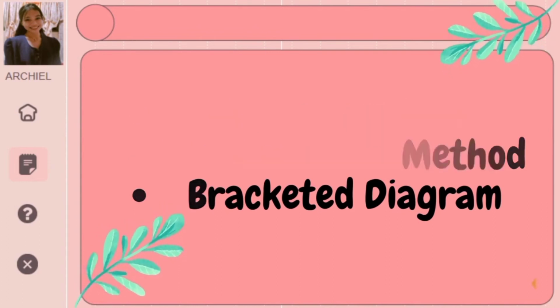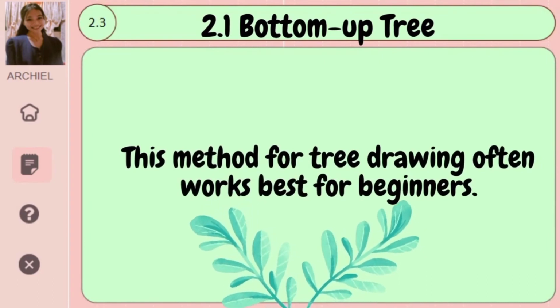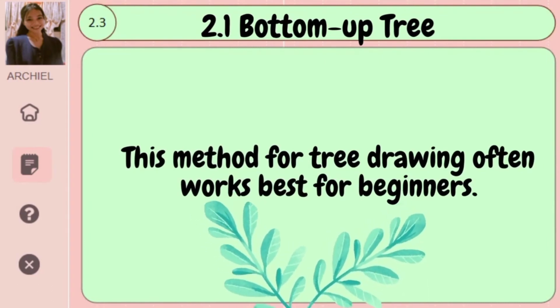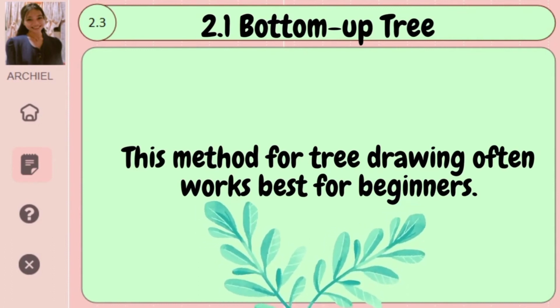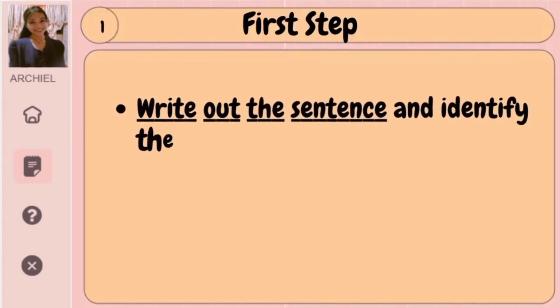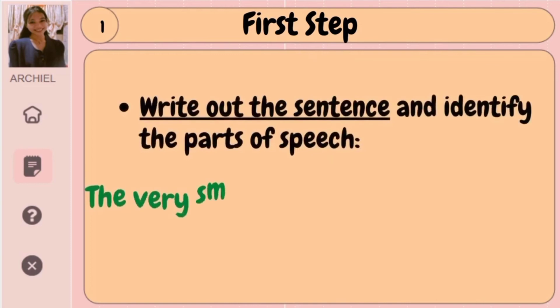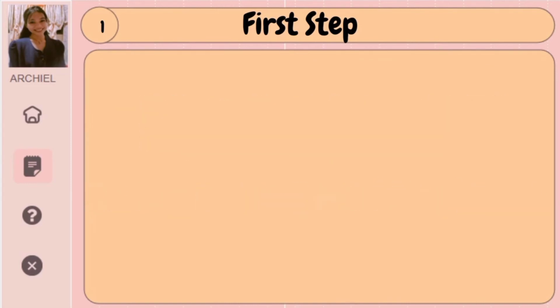So here we go. The bottom-up trees method for tree drawing often works best for beginners. There are some hopefully helpful steps to go through when drawing trees. So the first step, write out the sentence and identify the parts of speech. So we have: the very small boy kissed the platypus.